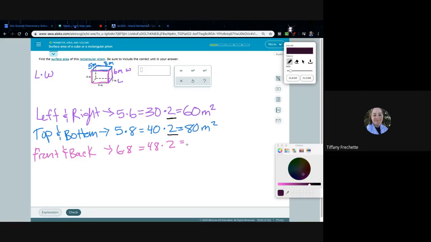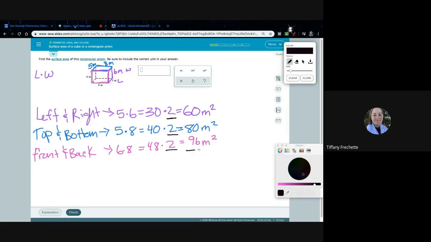And multiplying by 2 is literally because the front is 48. 6 times 8 is just the front. I also have a back that is also 6 by 8. So just remember, you always have to multiply by 2 on this one to make sure that you get the correct measurement for both. All right, so 48 times 2 is 96 meters squared.